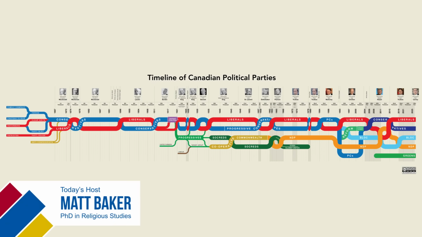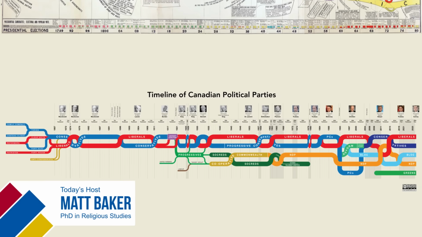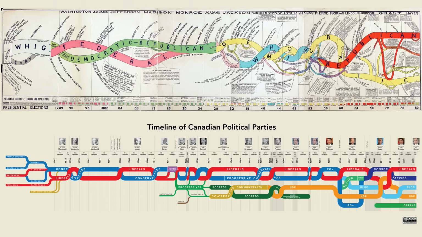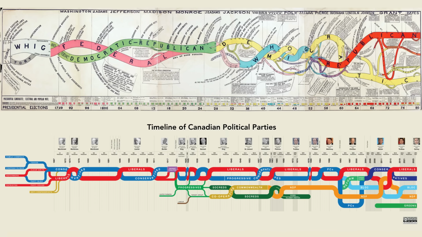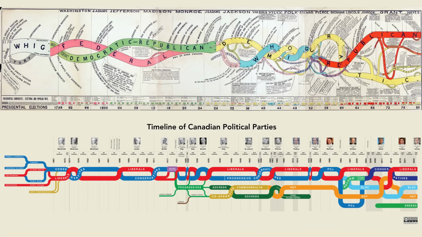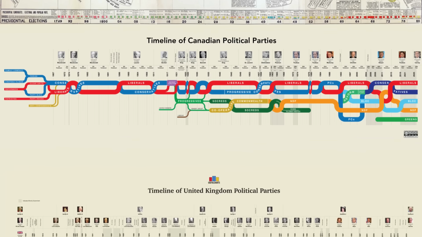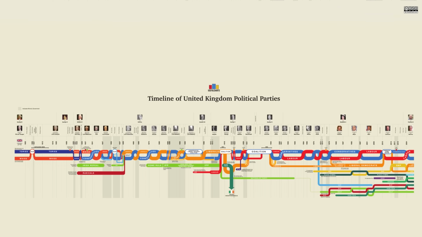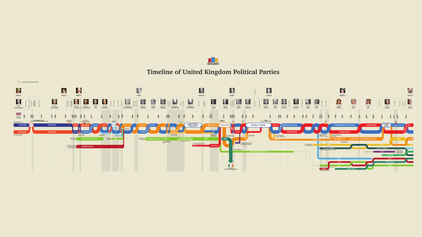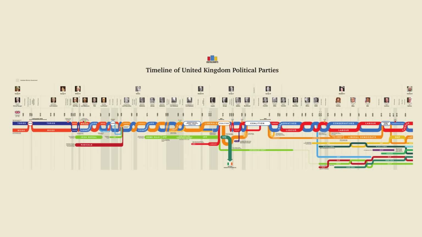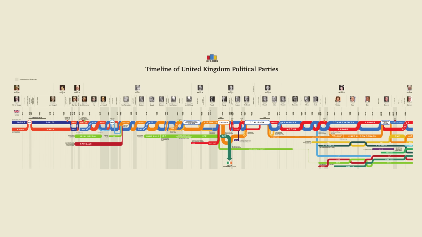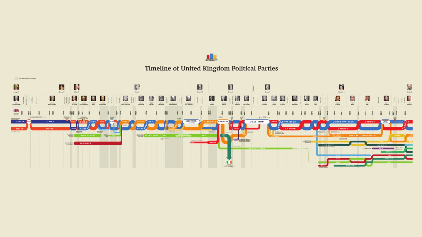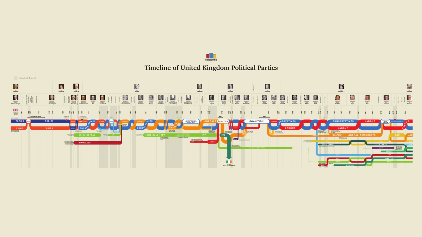Earlier this year, I made this timeline of Canadian political parties based on the style of this really old timeline of US political parties. Well, people seem to really like the format because I got a lot of requests for more charts like this, but for other countries. So I decided to make a timeline of United Kingdom political parties. As you can probably guess, this one ended up being much more complicated than the Canadian one, but I managed to do it, and in today's video, I'm going to explain it to you in detail.